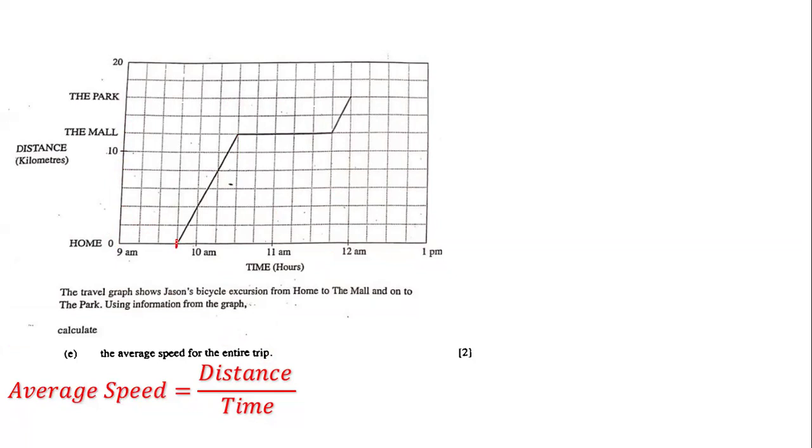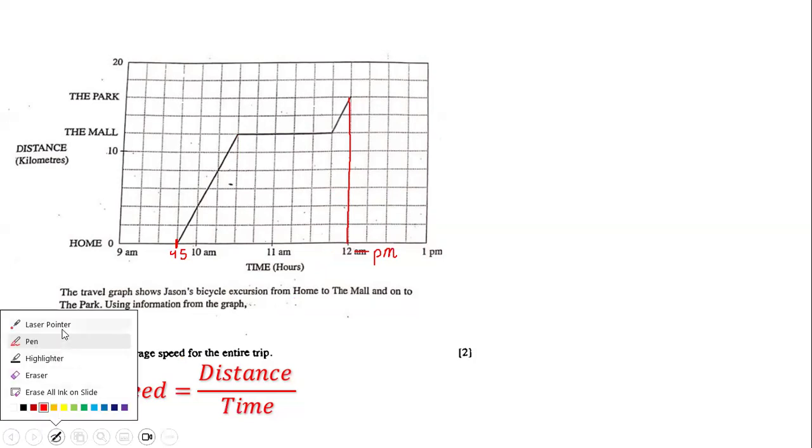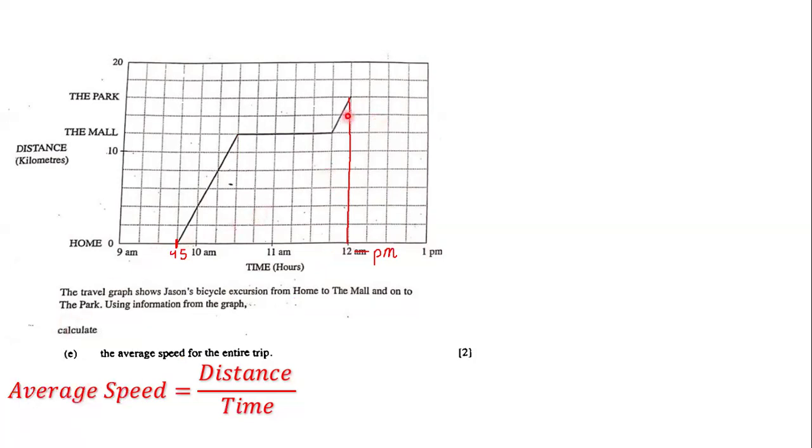So we have to take 9:45. Let me subtract it from 12, but it's actually supposed to be 12 noon. So it's 12 p.m. And so he started the journey at 9:45. He ended the journey at 12 noon, or 12 p.m. And so we have to subtract those times. So we have 12 hours and 0 minutes, minus 9 hours, 45 minutes.